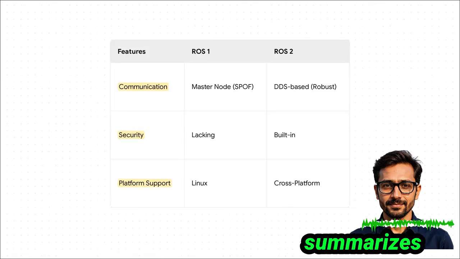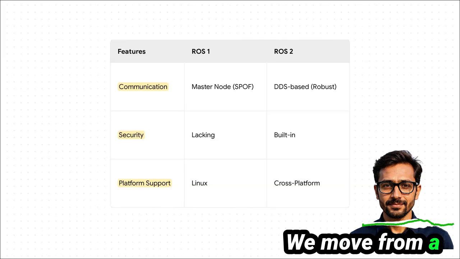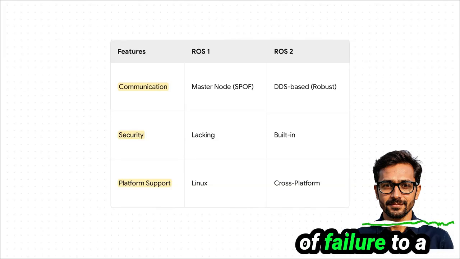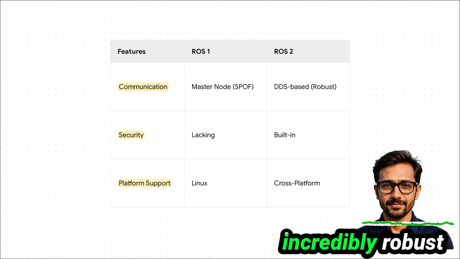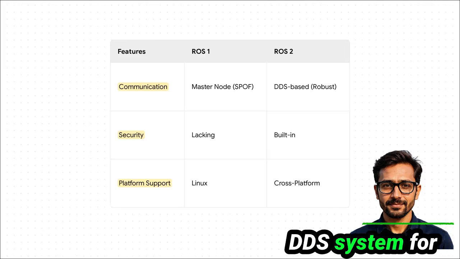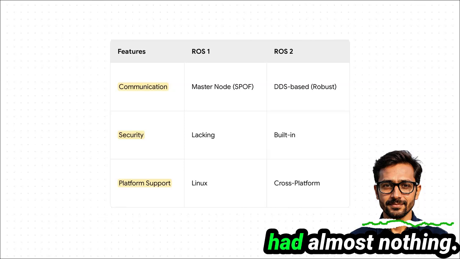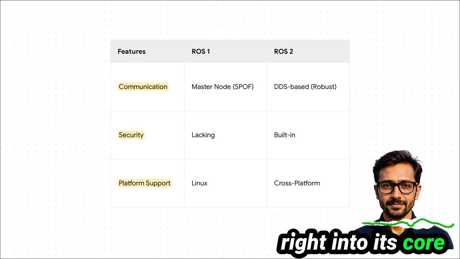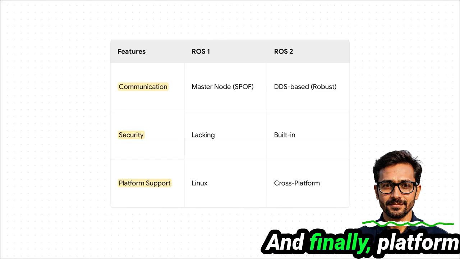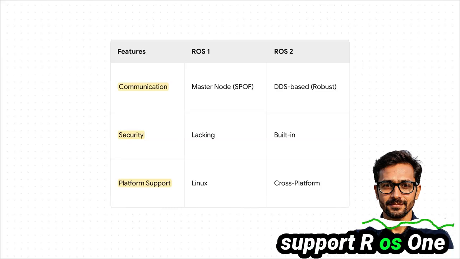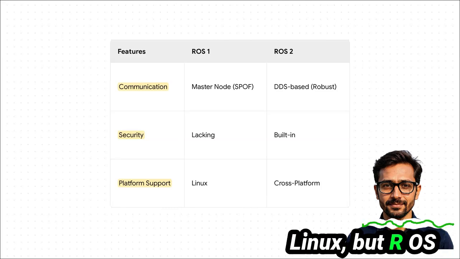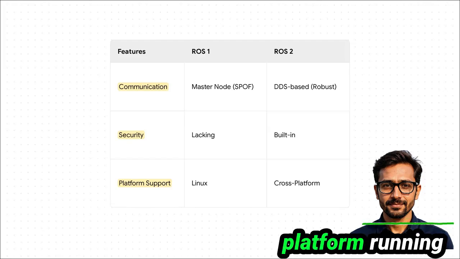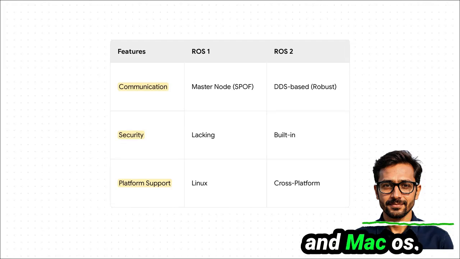So what's the bottom line? This table really summarizes the huge leap forward. With communication, we move from a custom system with a single point of failure to a decentralized and incredibly robust DDS system. For security, ROS1 had almost nothing. ROS2 has security built right into its core thanks to DDS. And finally, platform support. ROS1 was mainly for Linux, but ROS2 is truly cross-platform, running on Linux, Windows, and macOS. It is a complete upgrade in every way.